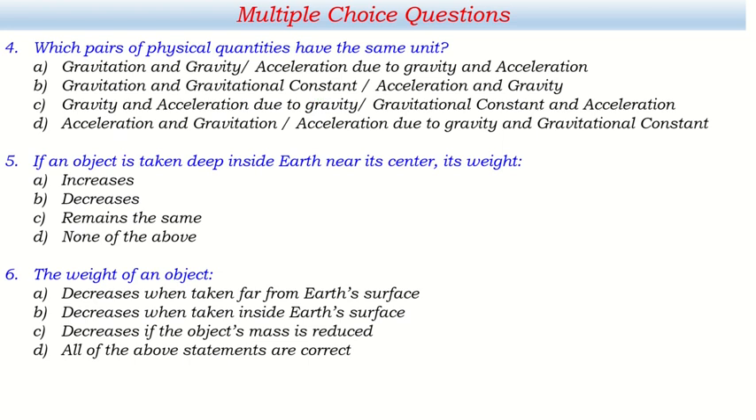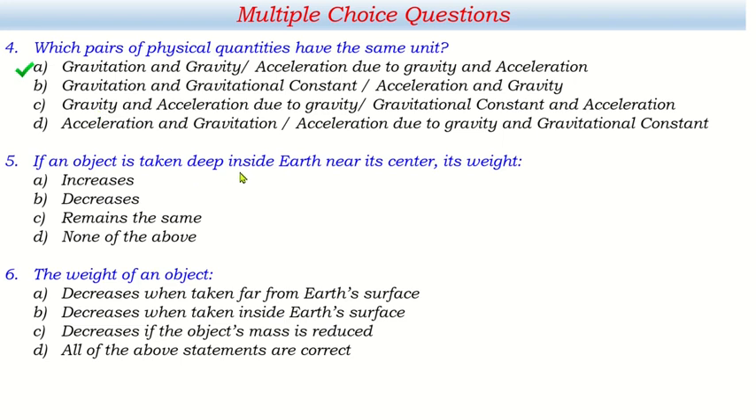Gravitation and gravitational constant, they have two totally different units. Gravitation and gravity, both of them are force. That's why they have the same unit. Now let's see the second part also. Acceleration due to gravity, meter per second square. Acceleration is also measured in meter per second square. That's why option number A is correct.